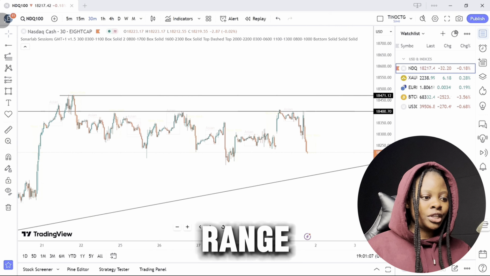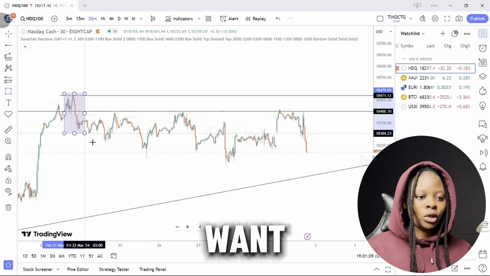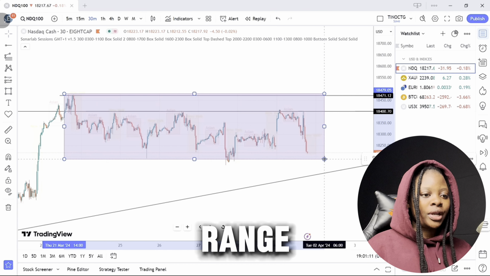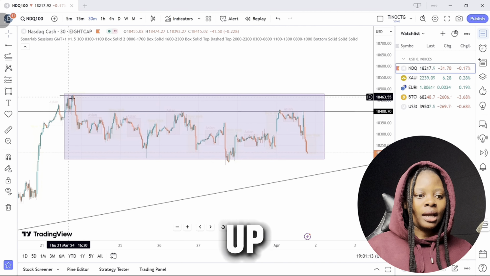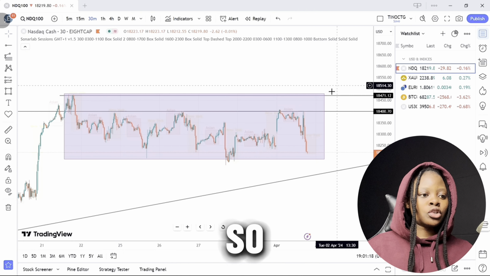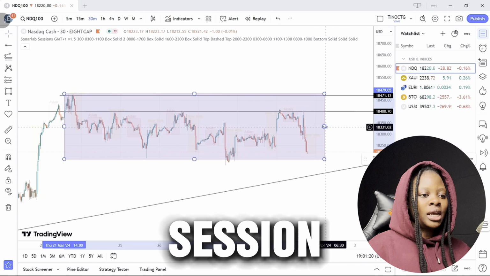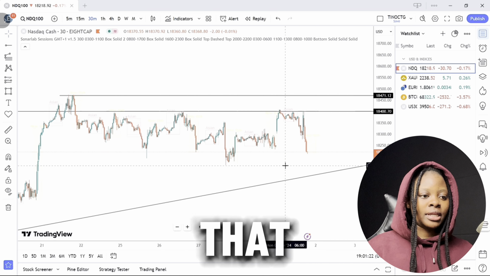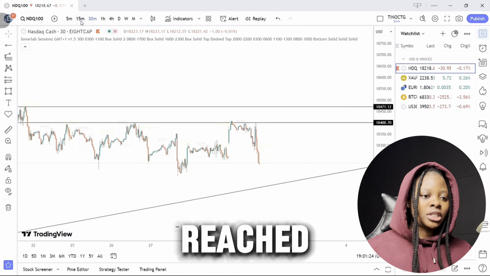You can see we have a range over there, right? We want to just mark it with our rectangle, our range. And what we're saying is the market has been up, down, up, down, up. It came back down, wanted to go up now, right? So currently in this US session that we are currently in, let me delete that. We are saying that the market has reached our point of interest.